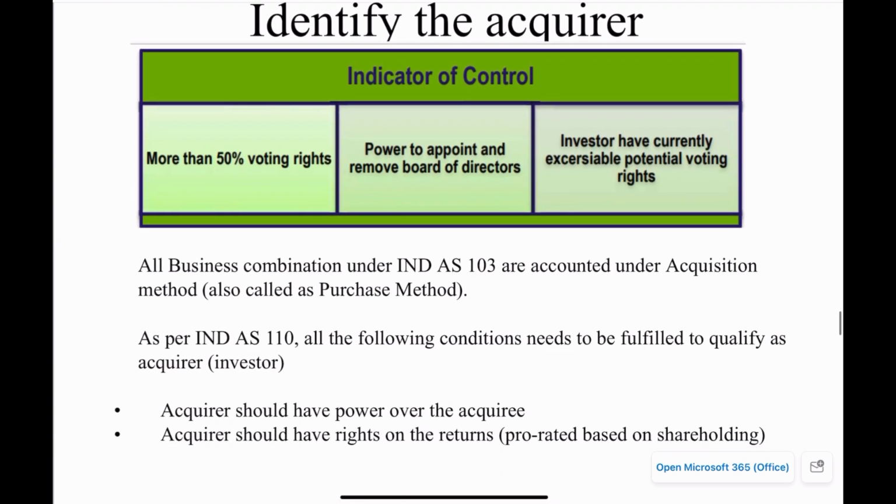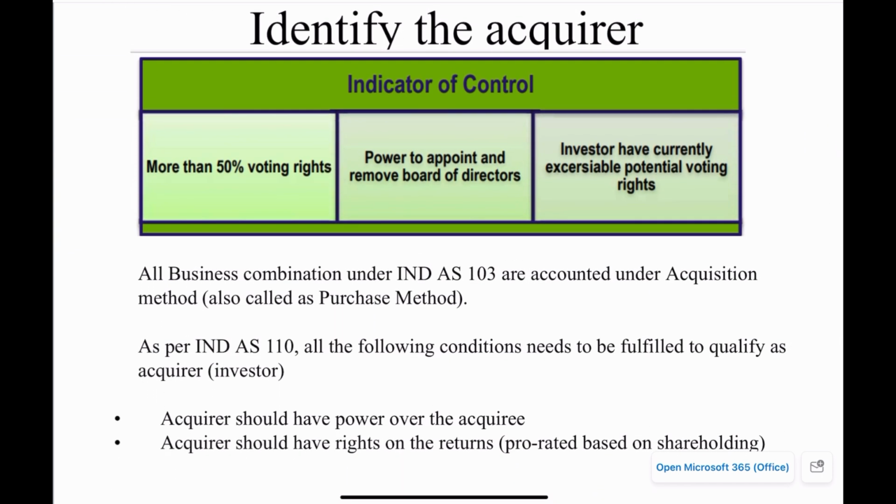Okay, so how to identify the acquirer? There are basically three conditions. If the acquirer has more than 50% of the acquired entity, then we can say the acquirer has control. If the acquirer has control, yes, he will become the acquirer. So the acquirer should have more than 50% voting right. That's the first condition.